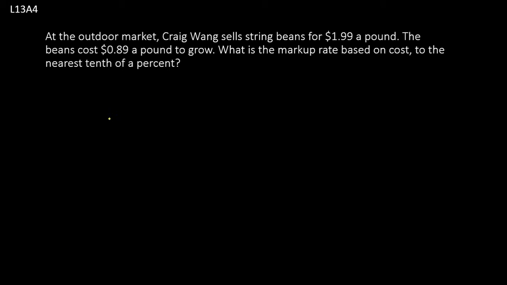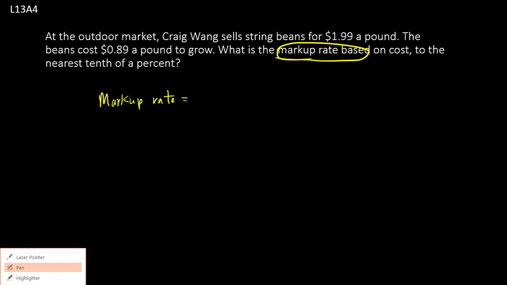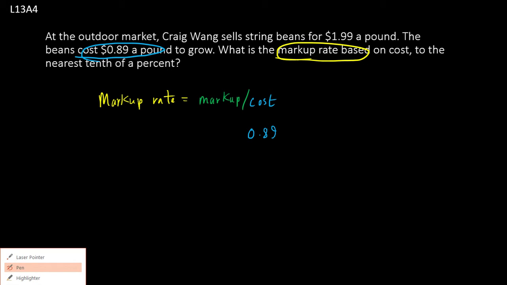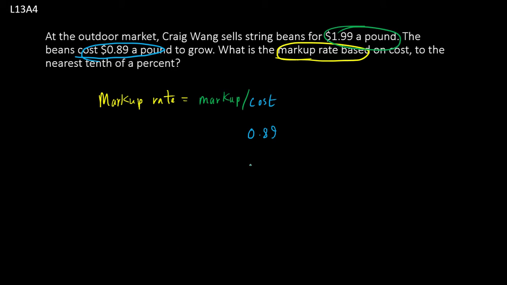So this is an easier relationship. Once again, we're using that markup rate equation, right? Because they're asking us to calculate markup rate. Now, markup rate is equal to markup divided by cost. Now they tell us the beans cost 89 cents to grow. So there's cost, and they tell us the string beans are sold for $1.99.